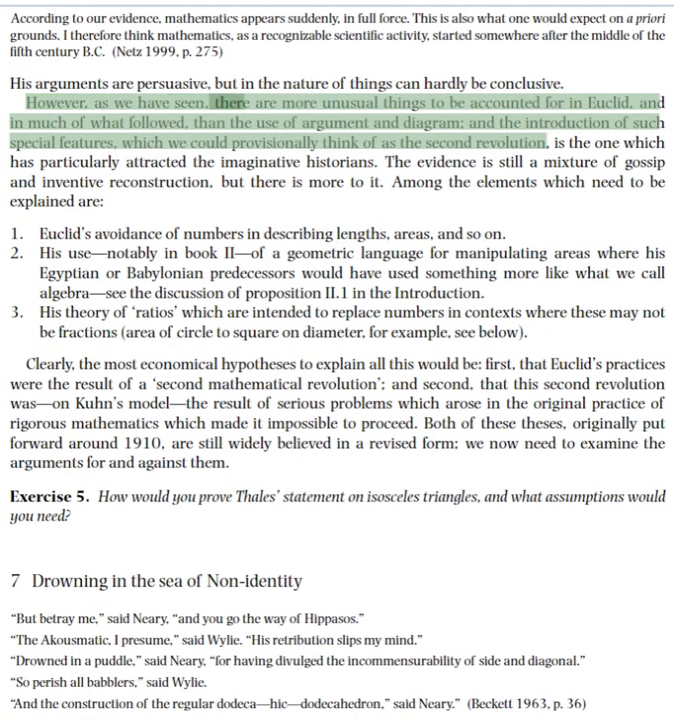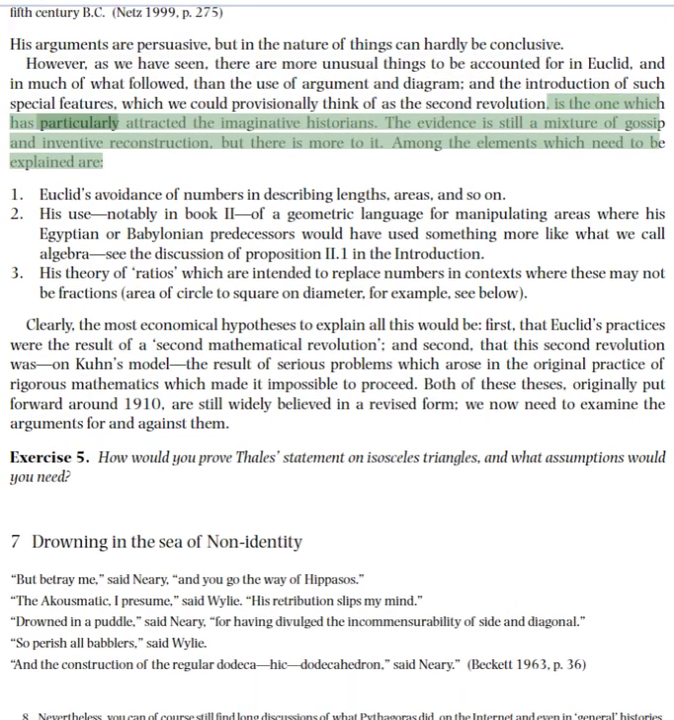However, as we have seen, there are more unusual things to be accounted for in Euclid, and in much of what followed, than the use of argument and diagram, and the introduction of such special features, which we could provisionally think of as the second revolution, is the one which has particularly attracted the imaginative historians. The evidence is still a mixture of gossip and inventive reconstruction, but there is more to it.